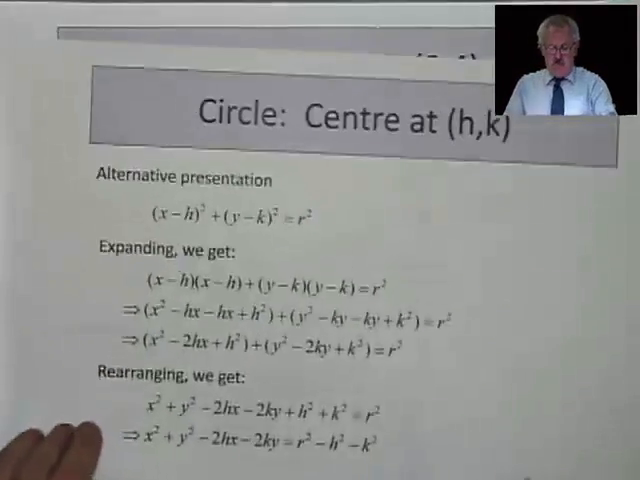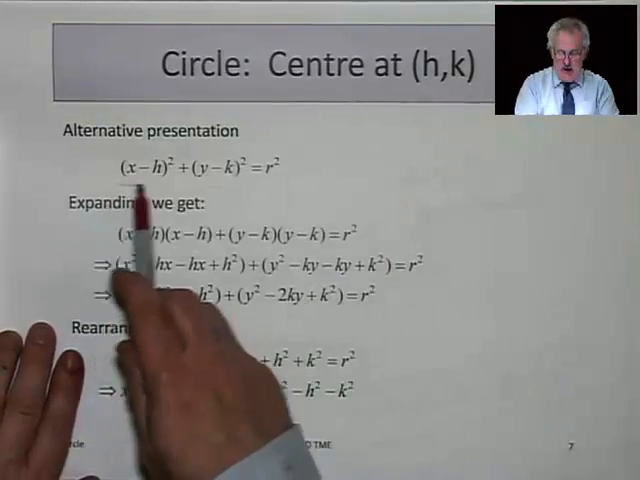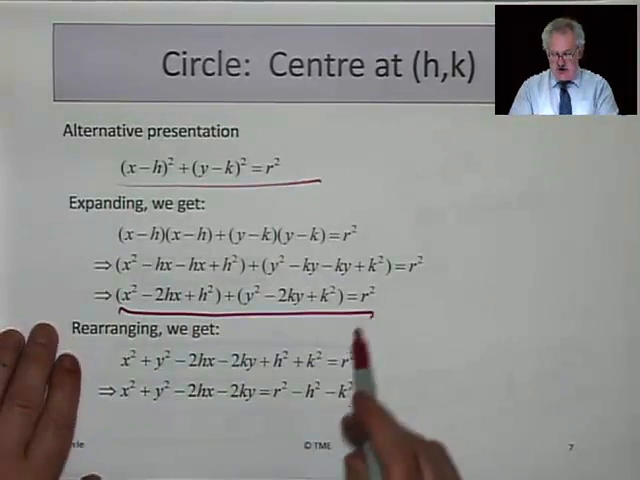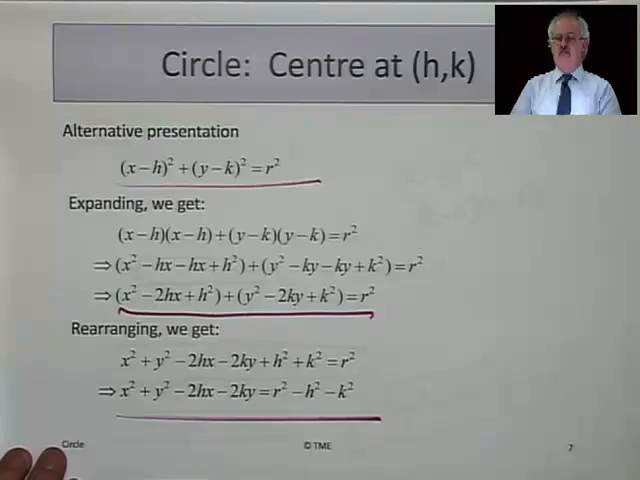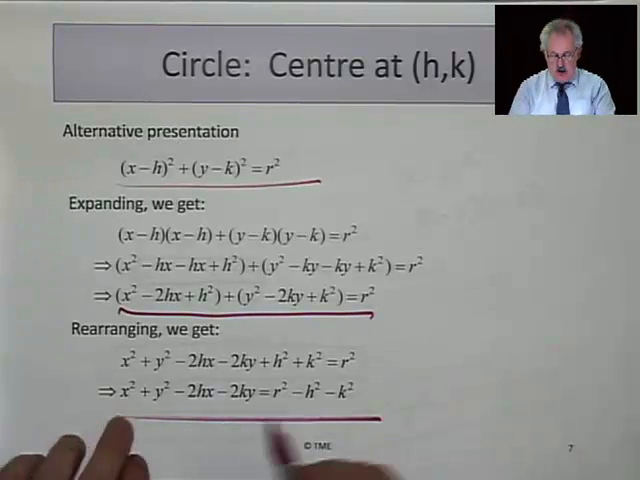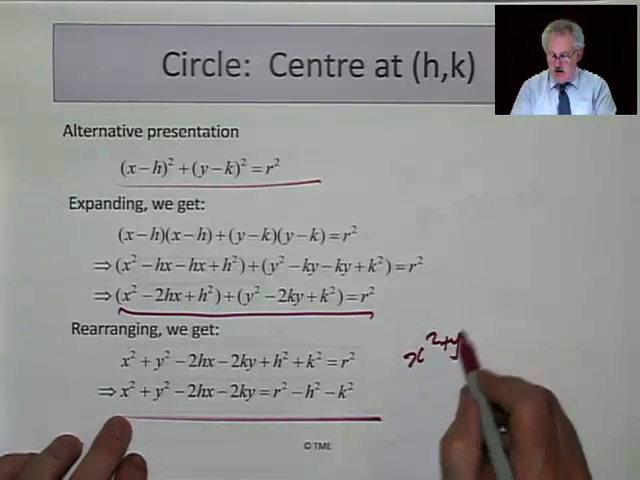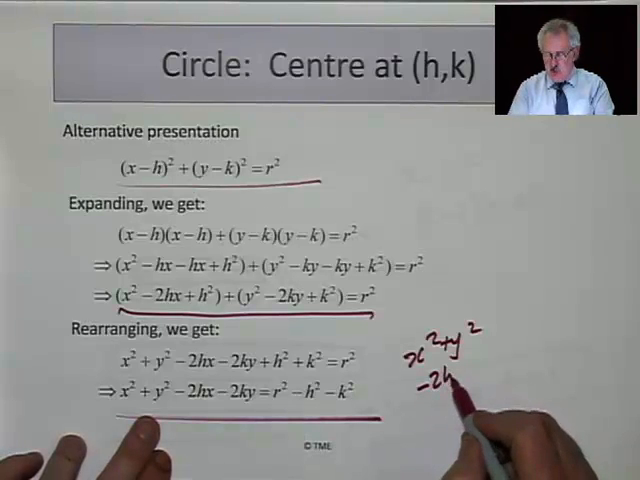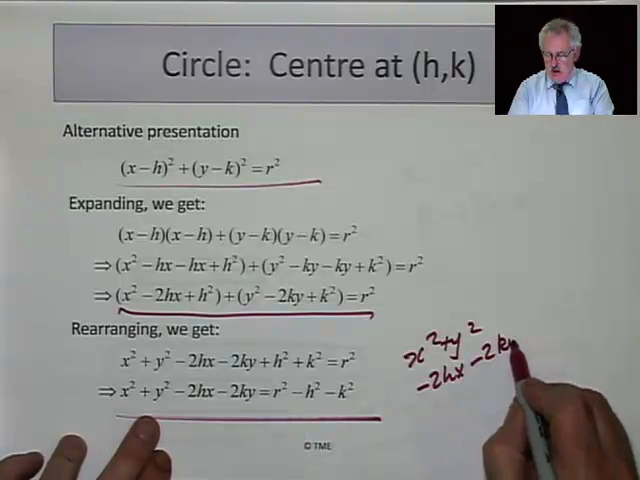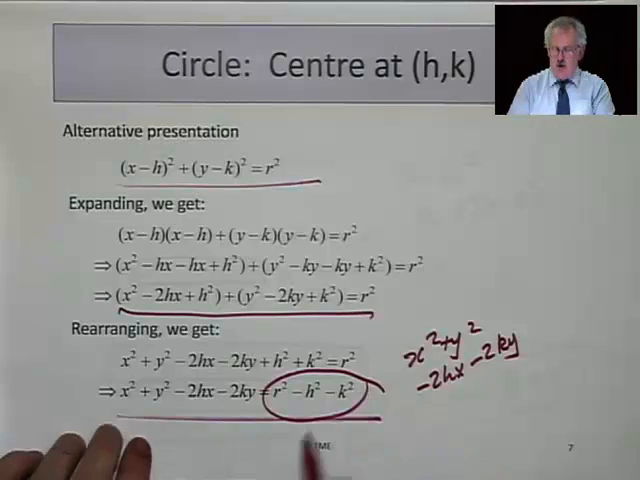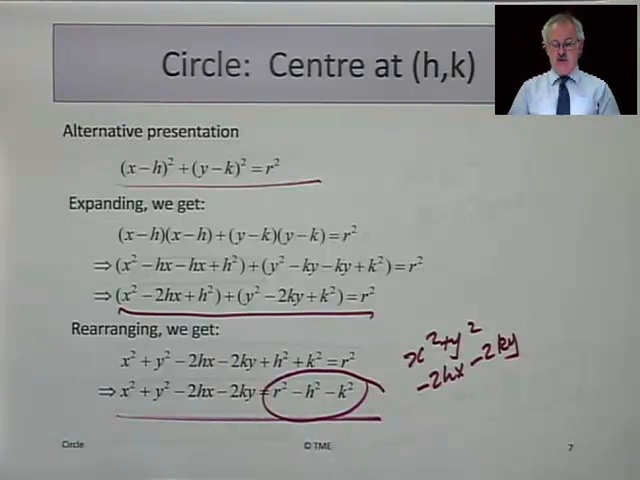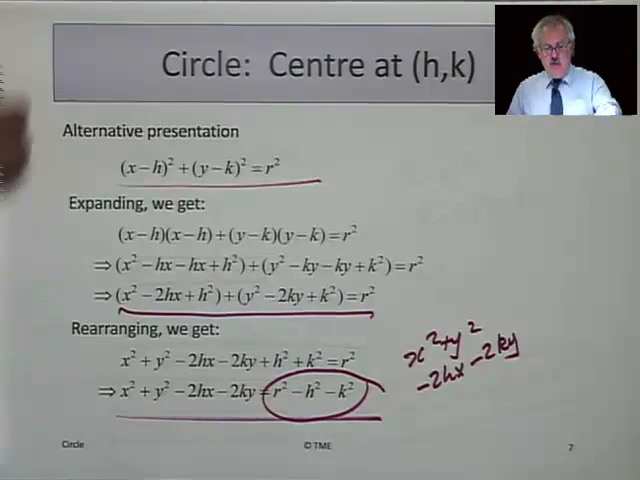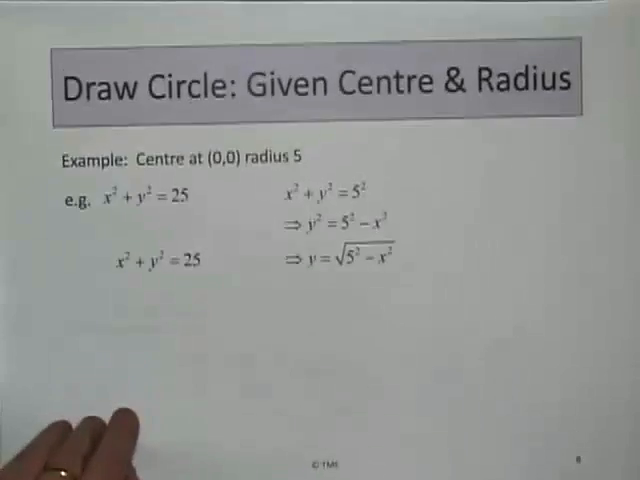If we were to do that for the generic h, k and expand it out, we'd get h's and k's in there, a whole load of stuff, and we get x squared plus y squared, as before, minus 2hx minus 2ky, but on the right-hand side, r squared minus h squared minus k squared. All of these equations are in your formula table, and you can use them.